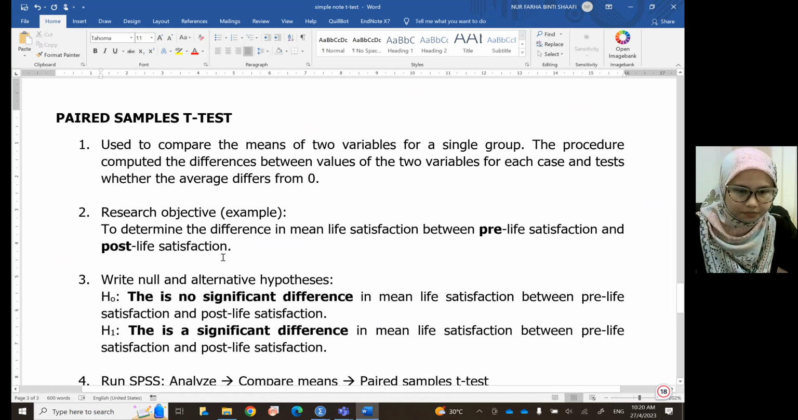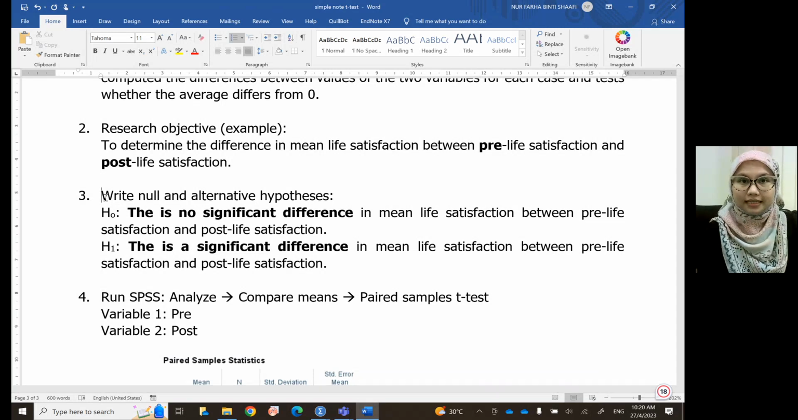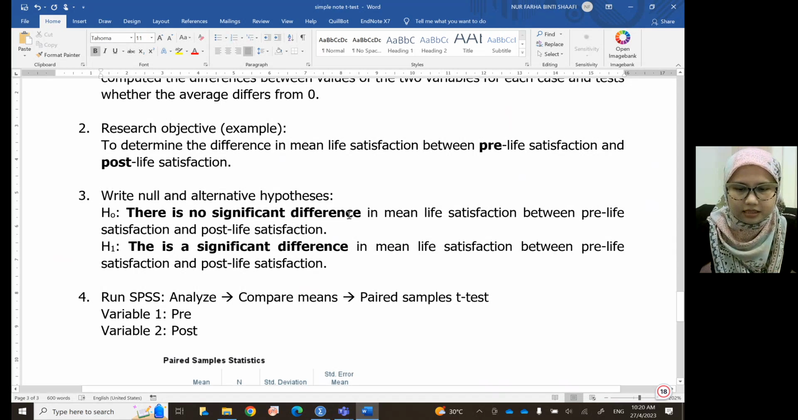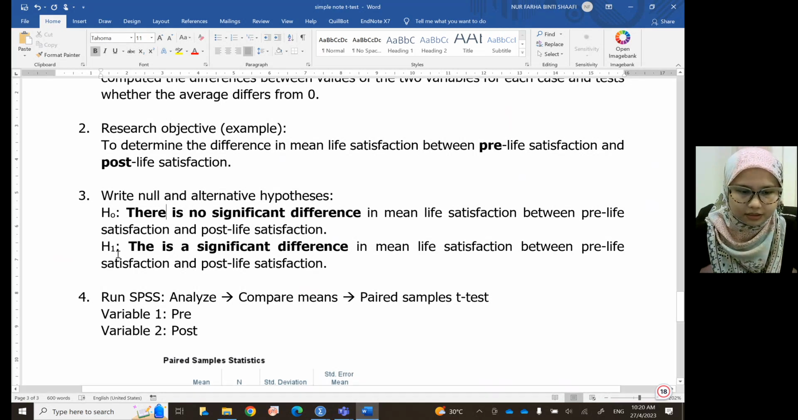Whatever it is, you need to have your hypothesis, because from this hypothesis you can know whether you reject or fail to reject the null hypothesis. The null hypothesis: there is no significant difference in mean life satisfaction between pre-life satisfaction and post-life satisfaction. You are saying that the data from pre is the same as post, right?